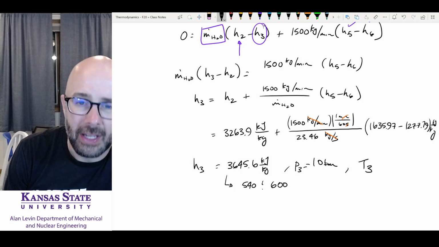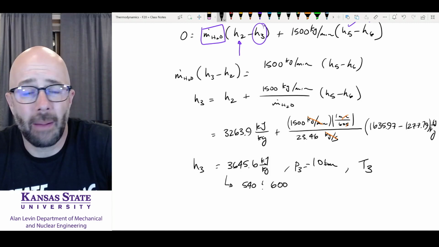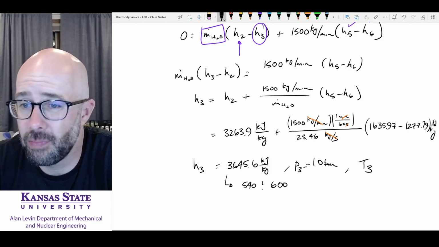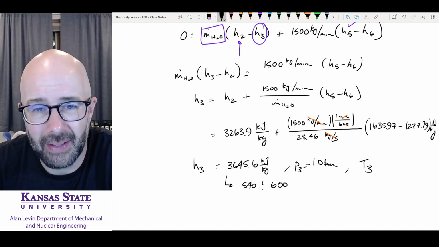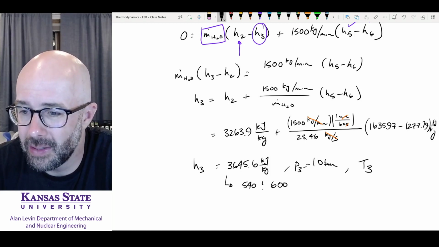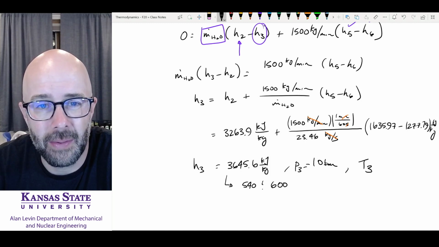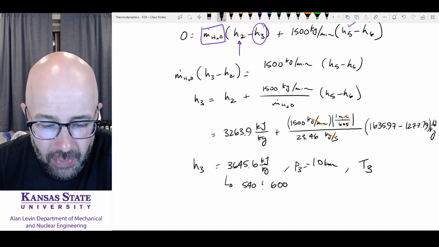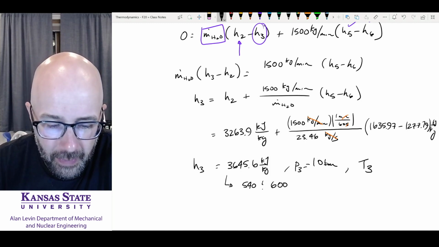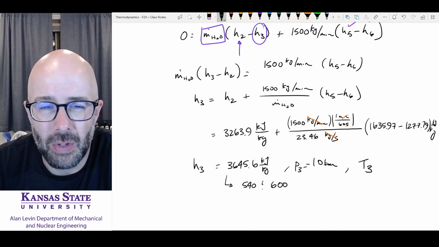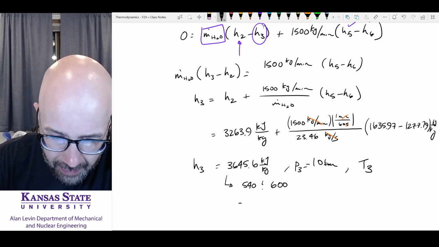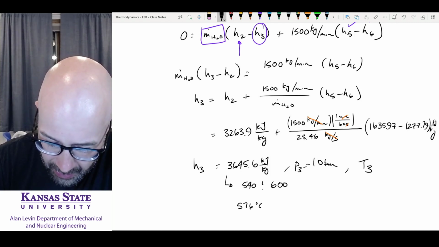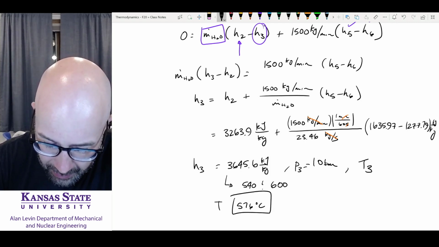I did the interpolation for you. If you want to practice interpolation, do it now, and I'll show you the number here. I don't want to keep you too long here today because we're just doing some problems. But I think you're pretty comfortable with interpolation by now. This is going to give me 576 degrees Celsius. That's what my T3 value is.